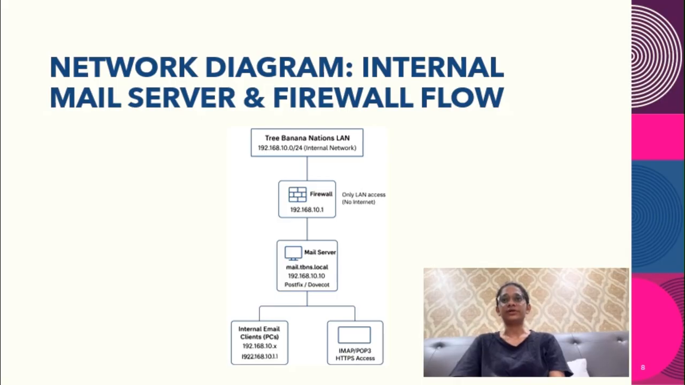This is the network diagram, internal mail server and firewall flow, 3 Banana Nation LAN, to firewall, to mail server, and then to internal email clients, PCs, and IMAP.